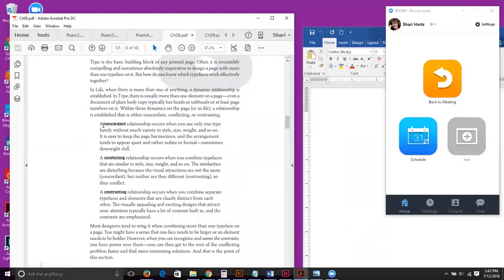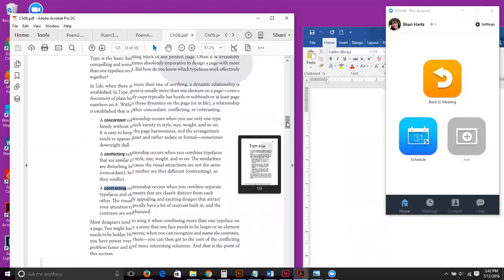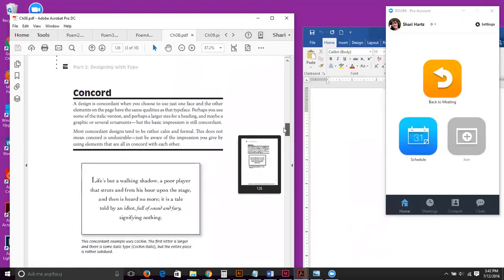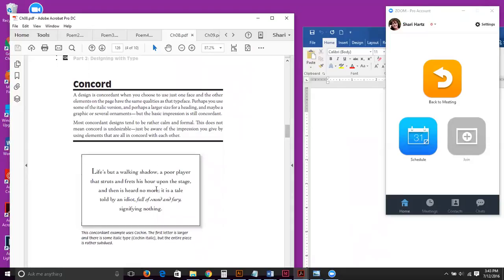So they're going to talk about three different things. They talk about concordant, conflicting, and contrasting. The ones that we want more are contrasting and concordant, conflicting not so much. And really, you would think that conflicting would be like two fonts that are totally different, but they're actually fonts that are really similar. So when you take a look through what they're saying here, they're showing you concord and they're saying, okay, tell me if there's anything that pops out on you on this little design right here.